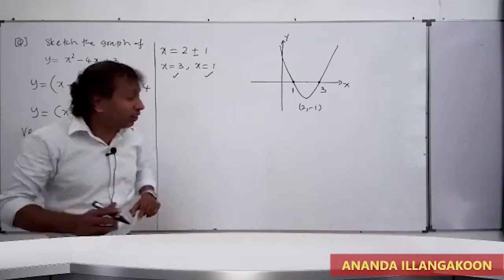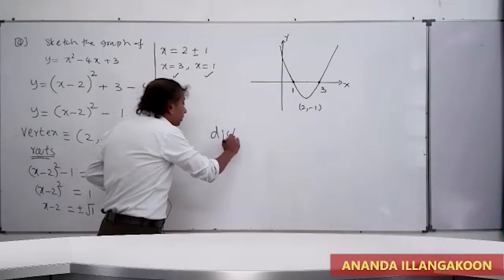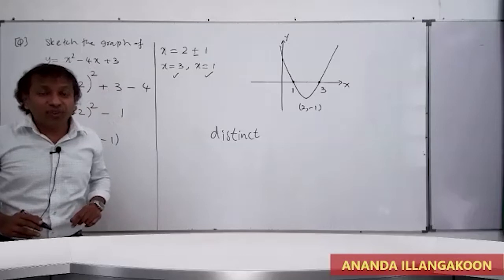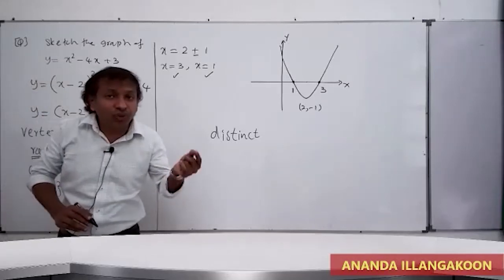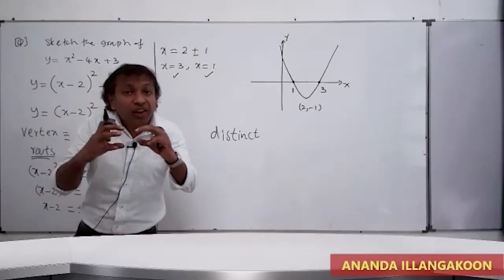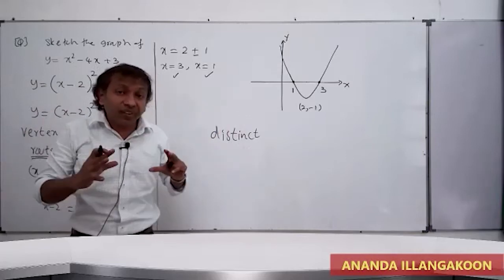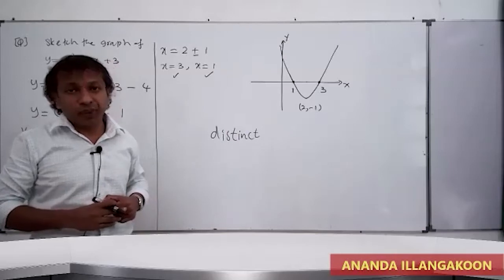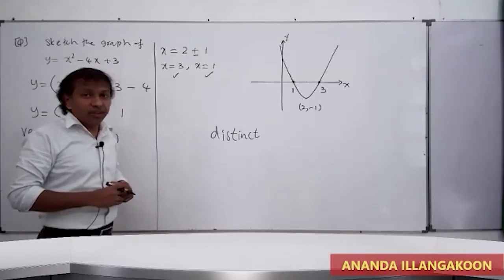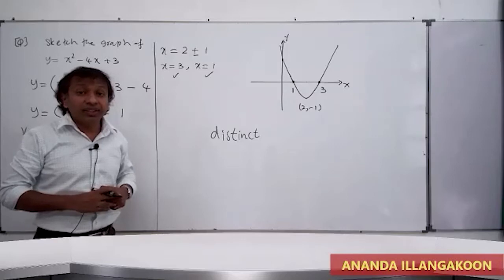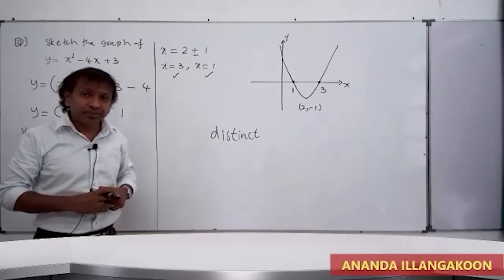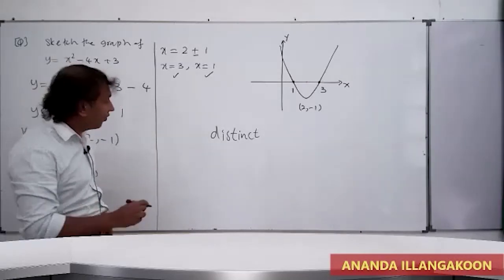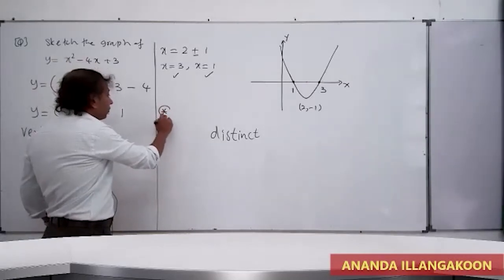For the word different, we use another word, distinct. So one way of existing roots for a quadratic function: roots are real and distinct. Distinct means, people, different. So the first way is that. Then first draw this one and write one sentence putting a star mark like this.